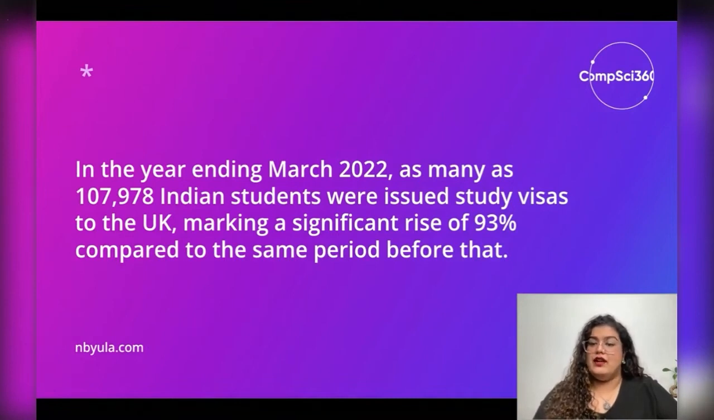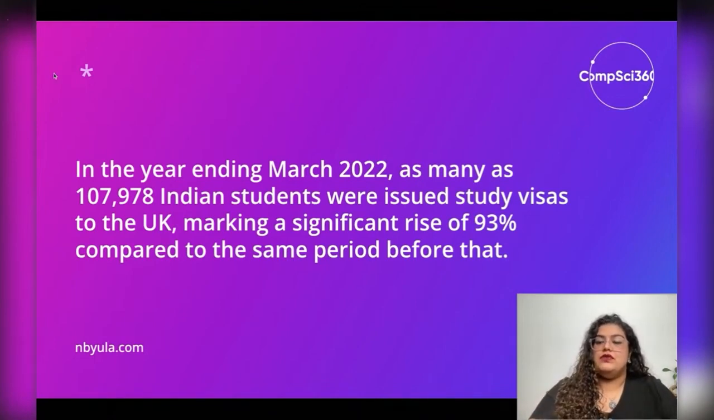UK is known for young adults or young talented aspirants. And understanding these facts, it is only 93%, which was a 93% rise than in March 2022 than in previous years, is a significant rise of Indian students in the UK and how they have gained certain aspects or certain positive things by going to the UK.